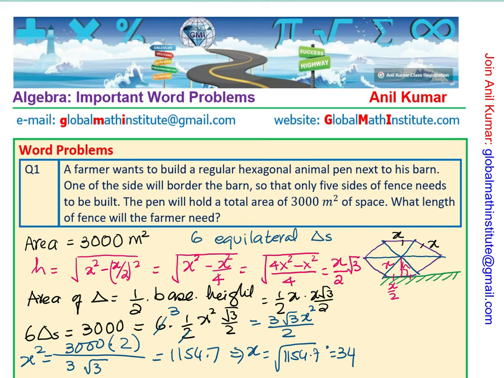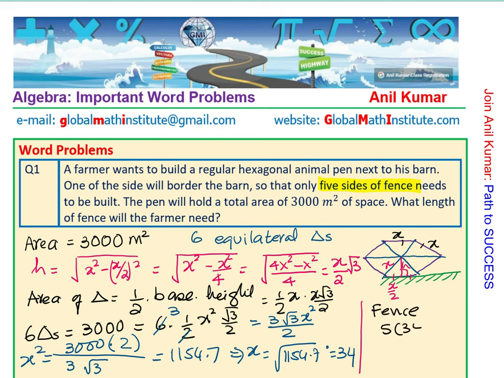Right. So now, since we know the value of x is 34, and since we need to only consider 5 sides of the fence, so what will the total fence be? So we can write down the answer. Fence will be 5 times 34 meters. Multiplying 5 with 34, we get our answer, which is equal to 170 meters. So that is going to be the solution of this problem. I hope it is absolutely clear.